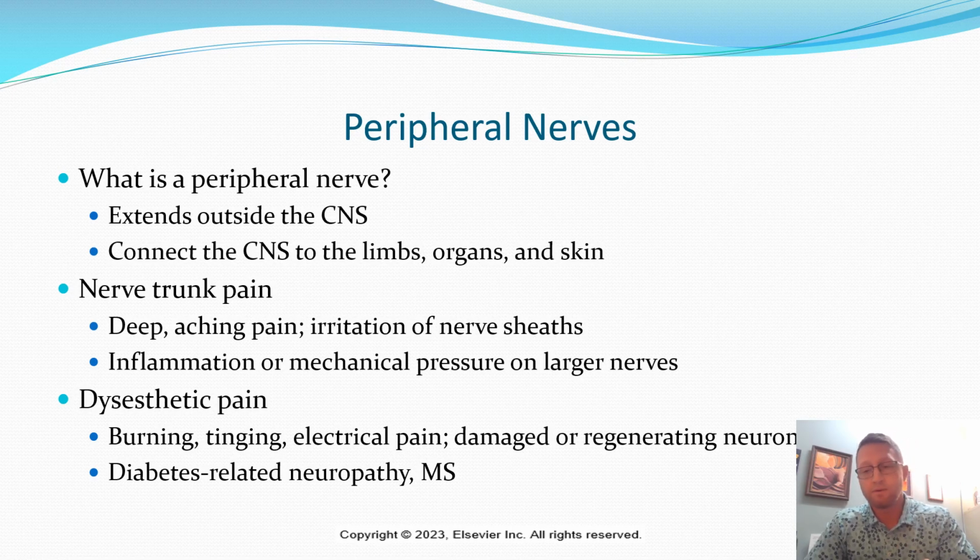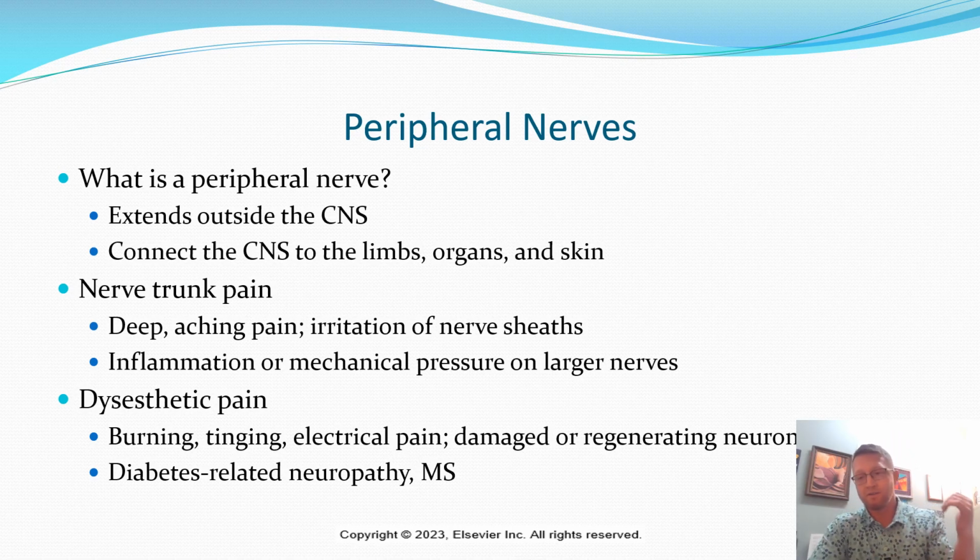So that is a peripheral nerve, okay? We also have these different descriptors of different pain from these peripheral nerves. So we have what we call nerve trunk pain. This is typically experienced as deep aching, and it could be due to irritation of the nerve sheaths. There also could be inflammation present or some type of mechanical pressure on those larger nerves.